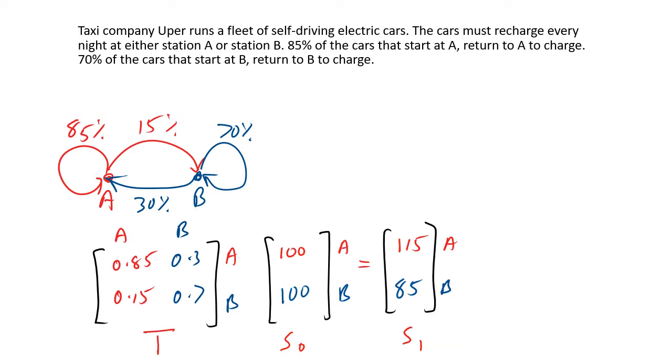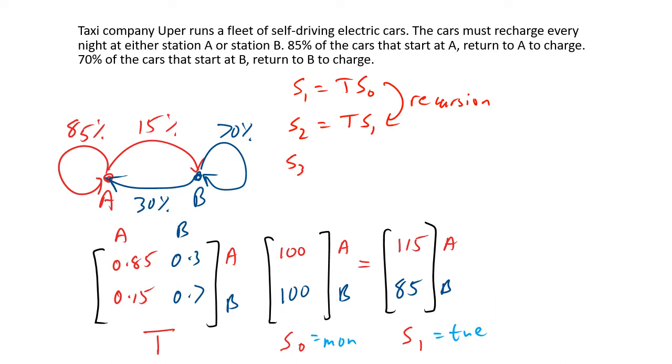So here we have our S0 was Monday and S1 was Tuesday. Well, what about Wednesday? Well, Wednesday would be S2. So we said S1 equals T S0. Well, S2 equals T S1. And you might spot that this is our old friend recursion. So you can imagine S3 equals T S2 and S4 equals T S3, etc., etc., etc. We'll get to that formula in a minute. But let's just show how to calculate this through and look at some important issues.